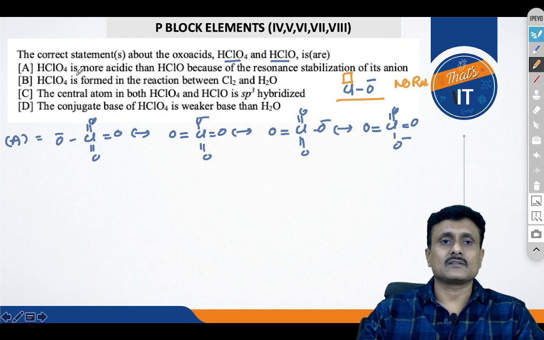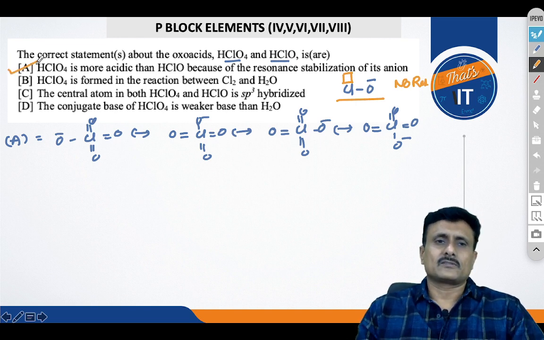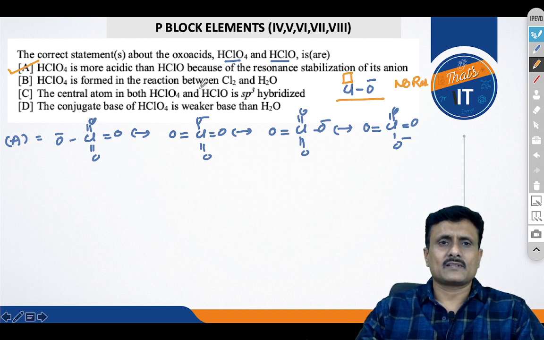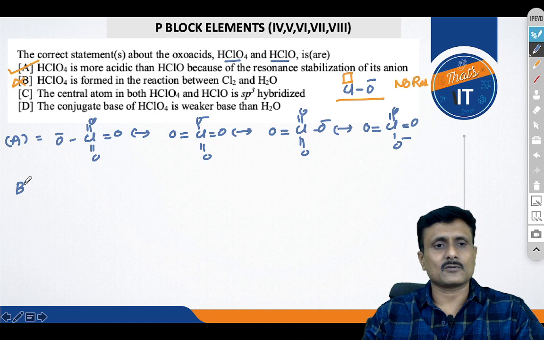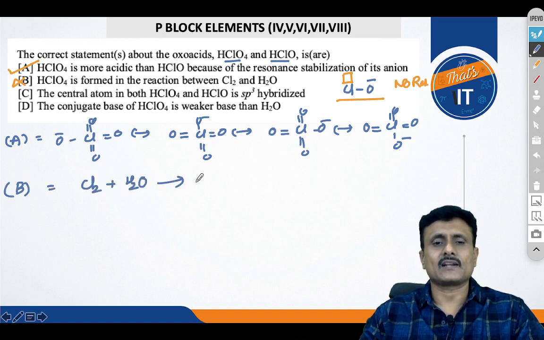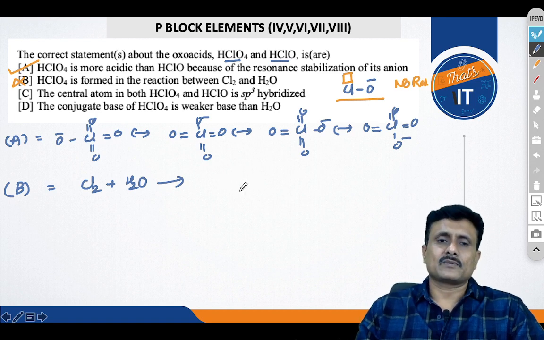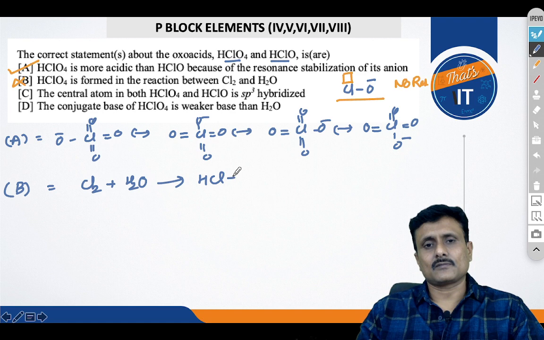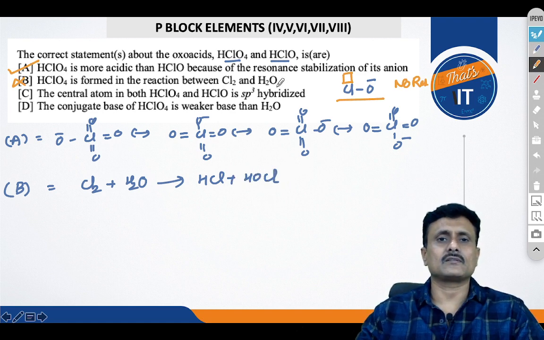but not comparable with HClO4. So HClO4 is more acidic because of strong resonating structures. HClO4 is formed by the reaction of Cl2 and H2O? You have studied plenty of times in the properties of chlorine, that is Cl2 plus H2O, addition of Cl2 or Br2 to alkene in presence of water, you have studied there also. You get hypochlorite ion but not HClO4.